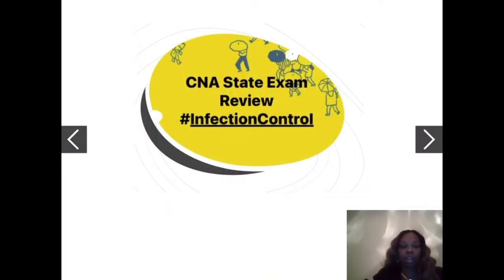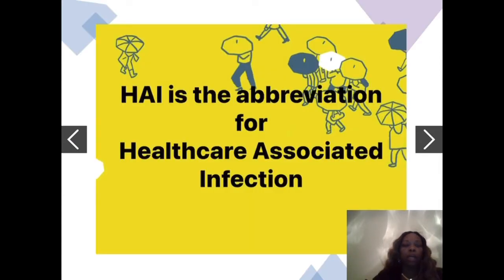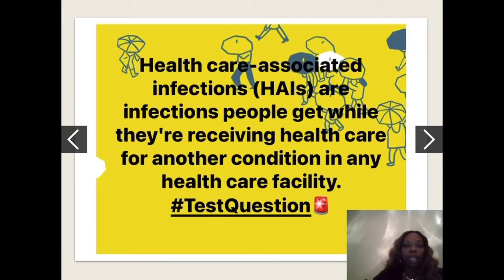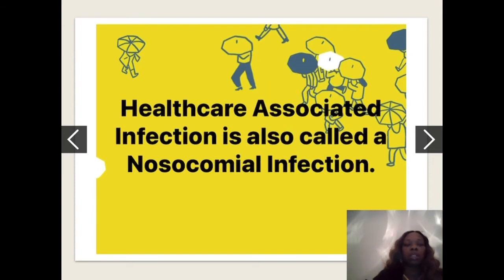Okay, so we're going to talk about the next category on the CNA state exam, which is infection control. HAI is the abbreviation for healthcare associated infection. Healthcare associated infections are infections people get while they're receiving healthcare for another condition in any healthcare facility. This is a test question. A healthcare associated infection is also called a nosocomial infection.